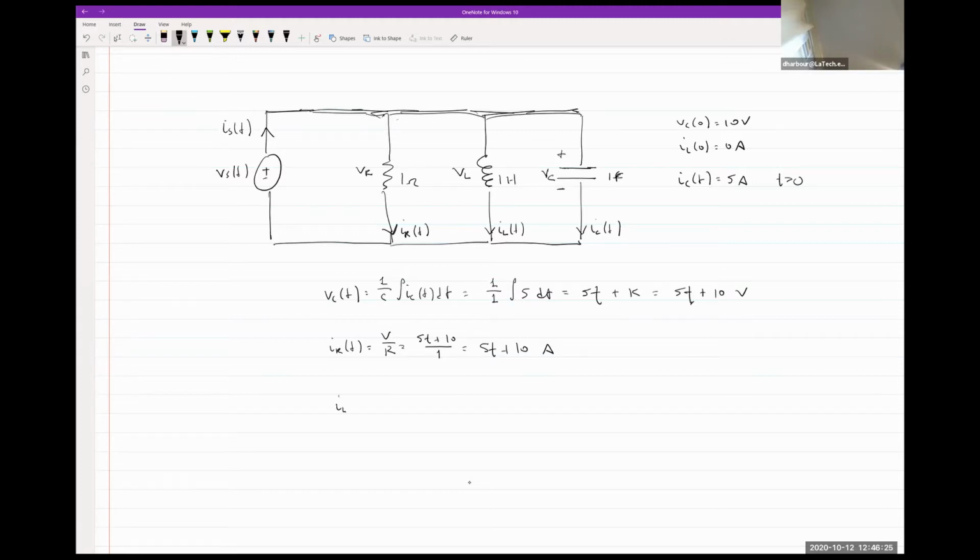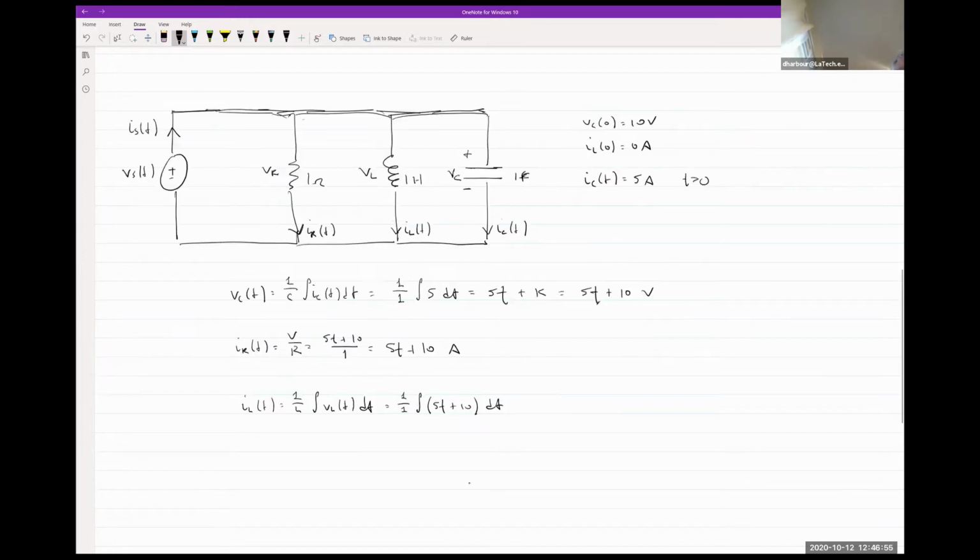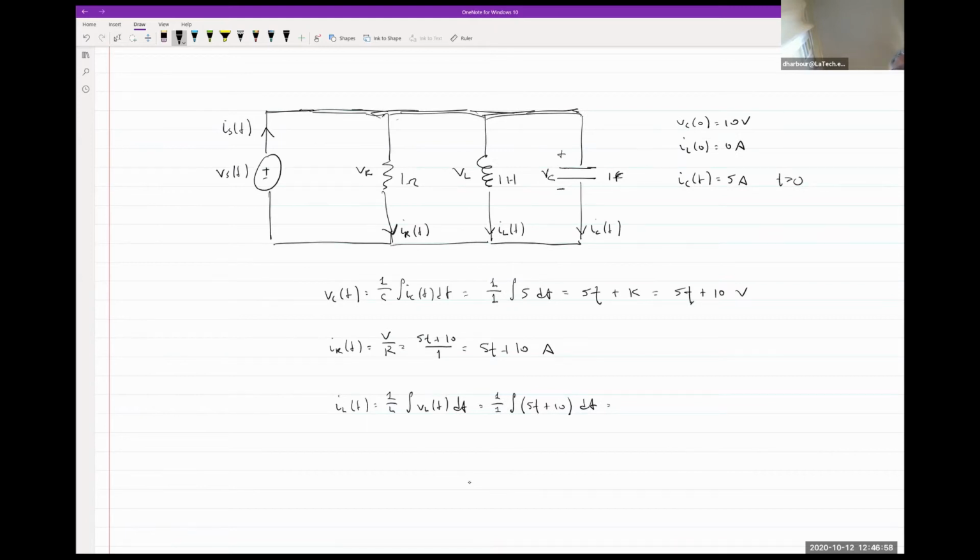And for IL of t, we have an equation, 1 over L integral of VL of t dt. And so we have, again, the 1 over the 1 Henry inductor. And now we need to integrate 5t plus 10 dt to get our expression for the inductor current, and then check to see what initial condition we may need there. So this comes out to be 5/2 t squared plus 10t amps. And again, at t equals 0, this comes out to be 0, and our initial condition on the inductor is that it's 0 amps.